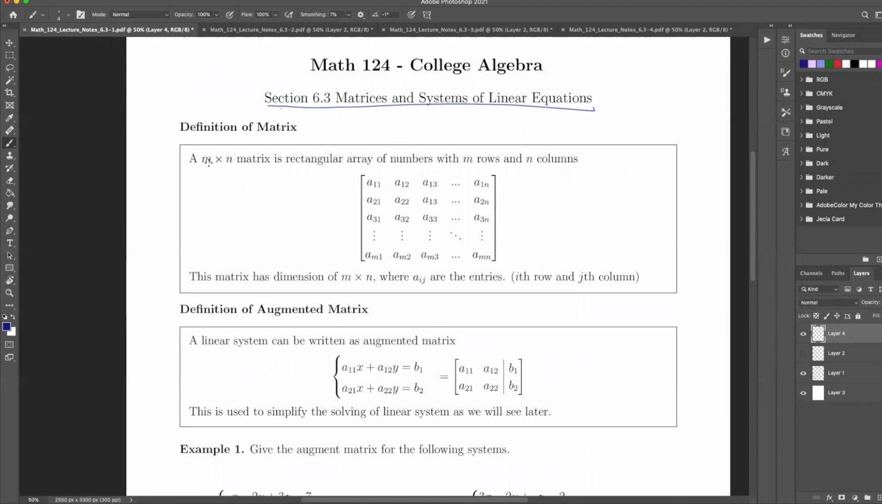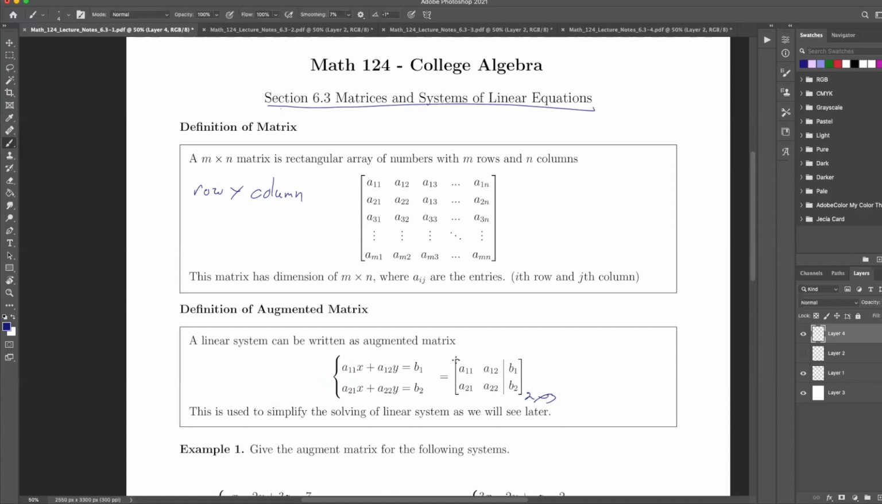An m by n matrix is a rectangular array of numbers such that it has m rows and n columns. And so the dimension is rows by columns, so it's row by column. So this is an n by n matrix. For this one, we have two rows and three columns. And so we say this is a 2 by 3 matrix, just in case you're wondering.